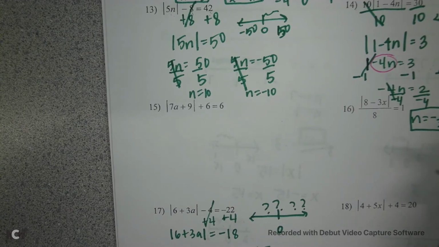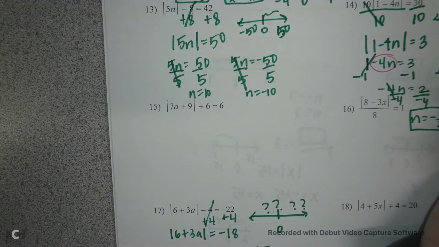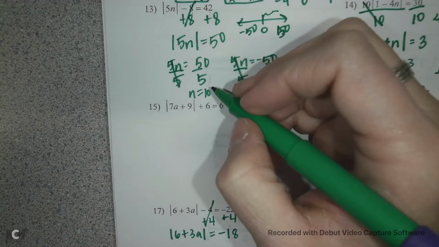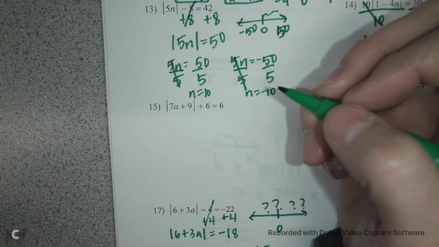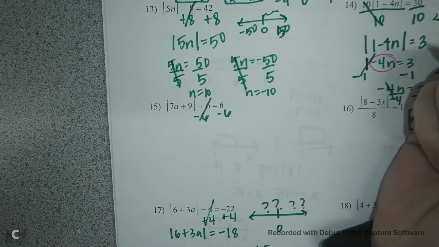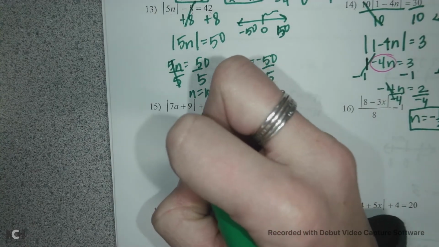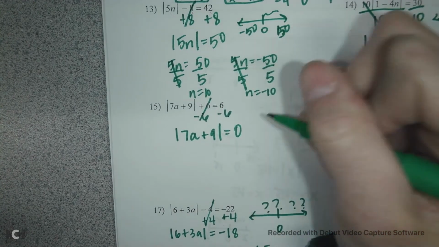So number 15, we're trying to get the absolute value all by itself. So I have this plus 6 next to my absolute value. So we're going to do the opposite of plus 6. So we're going to subtract 6 on each side. So now I have the absolute value of 7a plus 9 equals 6 minus 6, which is 0.